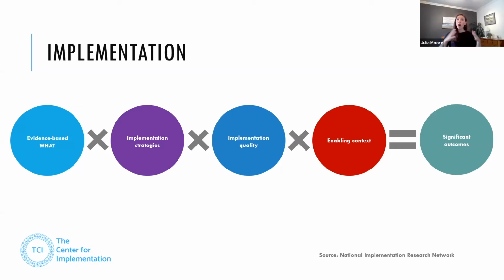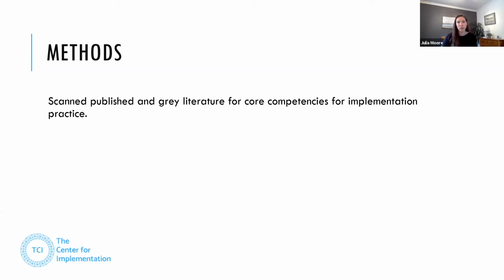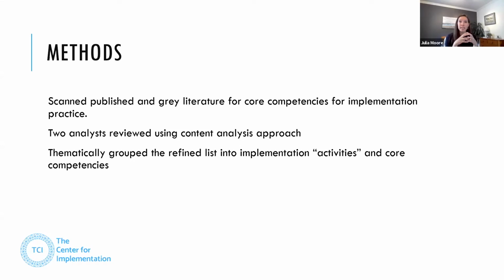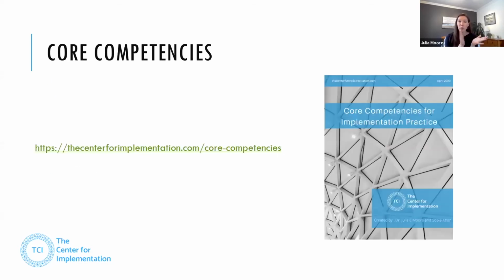So to make sure that we captured this full spectrum, our methods included first scanning both published and gray literature for competencies. We then had two analysts review and do a content analysis. And then we thematically grouped this list into these activities, which were broader constructs, and then core competencies within those activities. We identified 6 competency documents. And so if you are interested in competency documents, some of these are really great. For example, I would really like to highlight the first one, which is very, very strong, particularly on that implementation end of the spectrum. So this is the source for all the different competencies we pulled together. And we pulled them into a report, which you can download and access here.